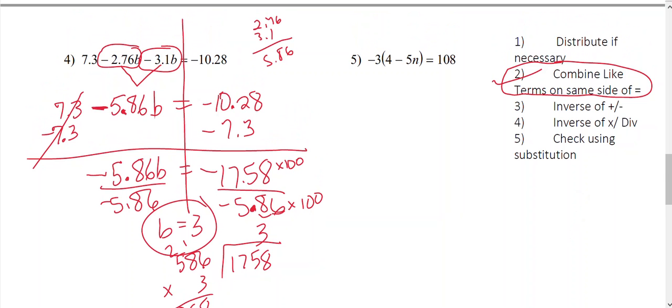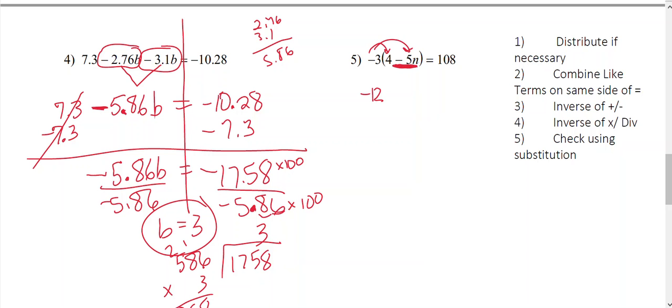Next, we've got this problem that has parentheses, and parentheses require that we start with the distributive property. So in this question, we are going to distribute the number that is right beside the parentheses. Negative 3 gets multiplied by everything. Negative 3 times positive 4 is negative 12.